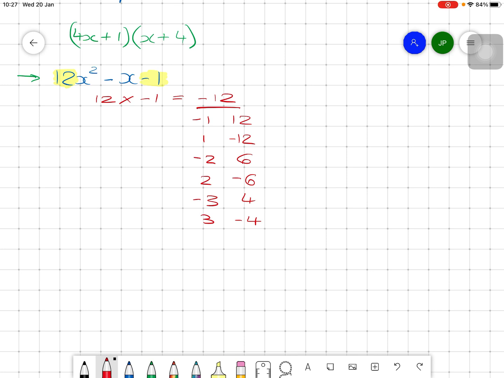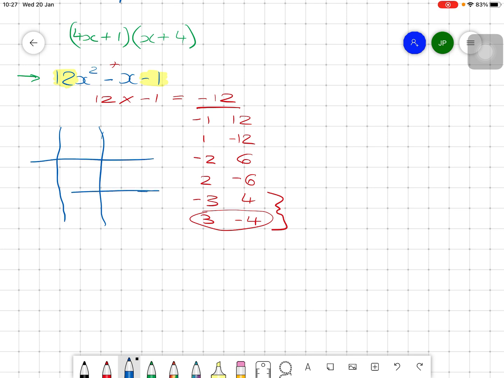I want the ones that add to negative 1. So I'm going to be focusing out of those two there to get me to negative 1 rather than positive 1. I'm after that last set at the bottom, my 3 and my negative 4. So I can then go back to my grids again. I can fill in my 12x squared. I can fill in my minus 1. I can put my 3x and my minus 4x in.